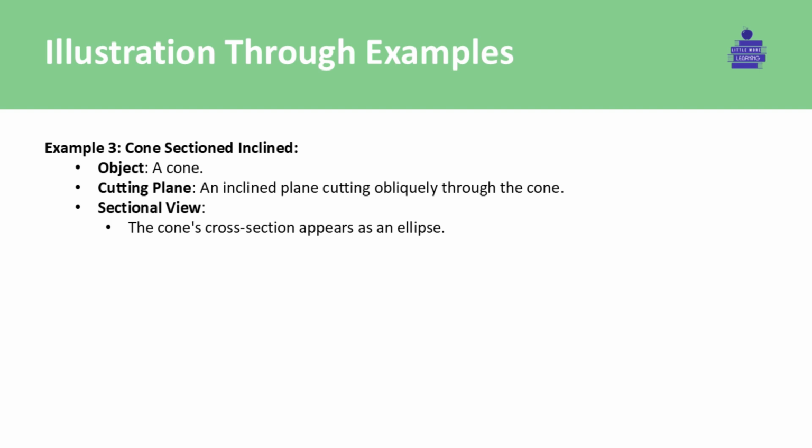This is particularly interesting because depending on the angle of our cut, we could get different shapes. This example beautifully demonstrates how sectioning can reveal unexpected geometrical patterns in everyday objects. Think about it. Every time you cut through a cone-shaped object at different angles, you're creating different mathematical shapes.